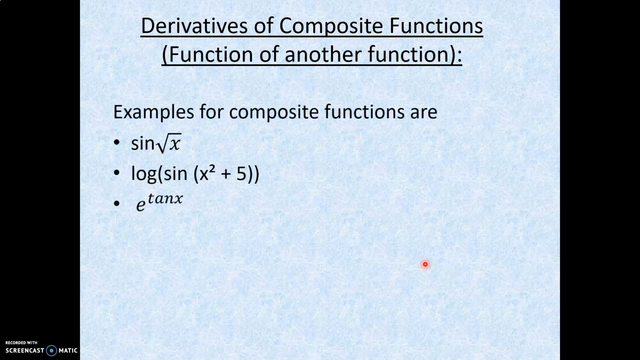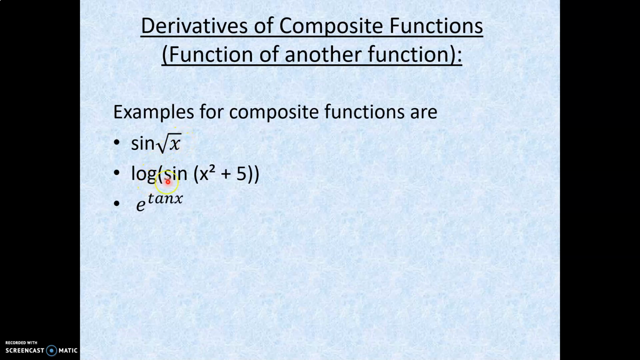Through example you can understand this. Examples for composite functions are like this. Sine of root x. Normally in trigonometric function we used to write sin x and all, sin x, cos x, but in the place of x it is given as root x. One more function is included in the angle.